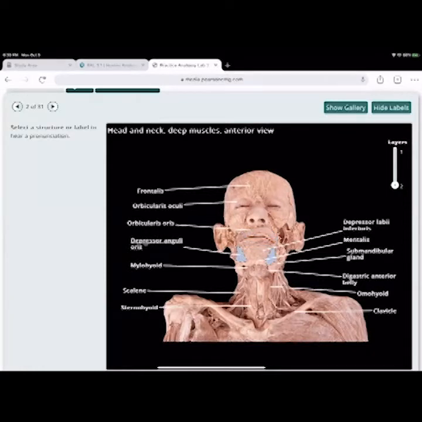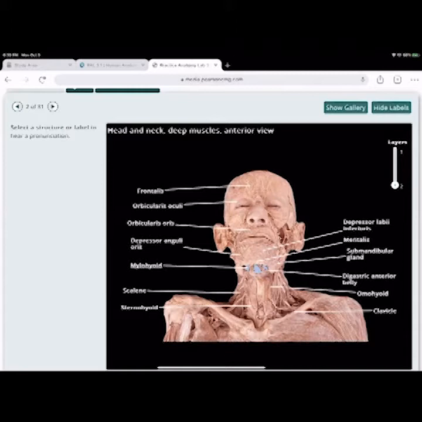Same one right there. The mylohyoid connects the hyoid bone to the mandible. Remember, the hyoid bone sits below the mandible, and it's a free-floating bone. Has no articulations with any other bone. Okay, I believe it's the only bone in the human body like that, with no articulations at all. It's just free-floating.